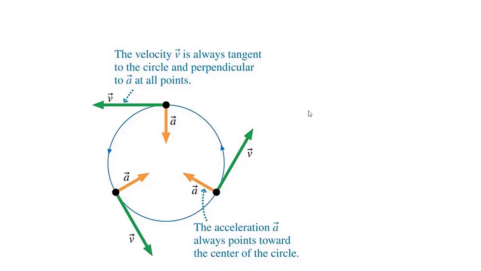This figure shows an object moving in a circular path at a constant speed. The direction of instantaneous velocity is shown at 3 points along the path. Here, here, and here. We can say that the object moves in anti-clockwise direction. The velocity v is always tangent to the circle and perpendicular to the acceleration a. The acceleration a is always pointing towards the center of the circle.